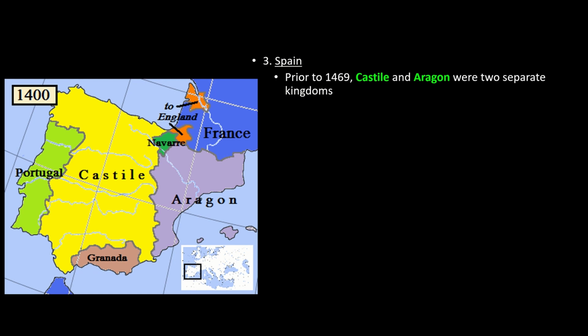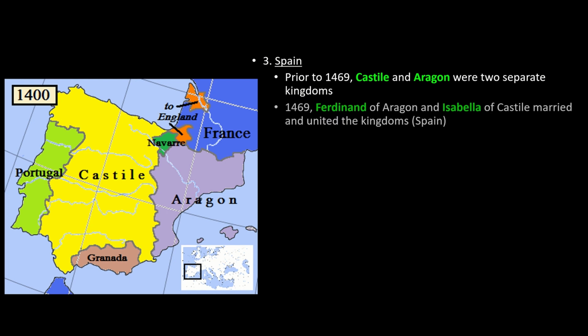You've got a couple other areas up to the north. Portugal is a separate kingdom to the west, and underneath you've got Granada. All right, Granada. And Grenada, that's the same place. Anyway, Granada, potato, whatever. Granada was kind of controlled by this group called the Moors. Now, let me explain what that is in a second, okay?